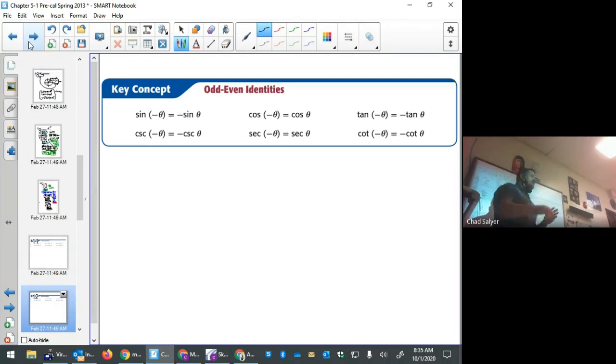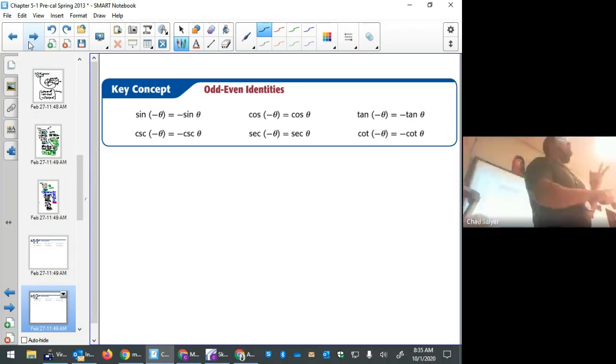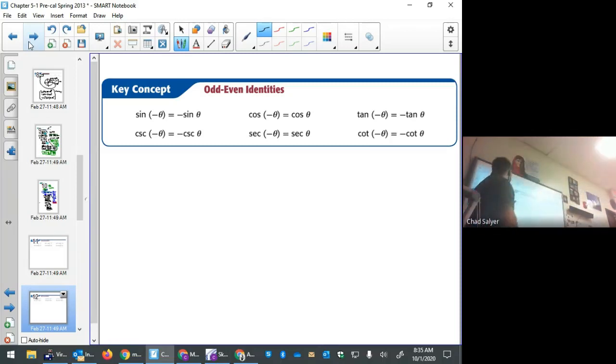Odd-even identities. This is the oddness or the evenness of the trig function and how you can use that to create an identity. So remember the graph, it's either symmetric to the origin or symmetric to the y-axis. If it's symmetric to the y-axis, as in the case of cosine, you get this sort of identity. If it's symmetric to the origin, as sine is, you get this sort of identity. So the sine of negative theta is negative sine theta.